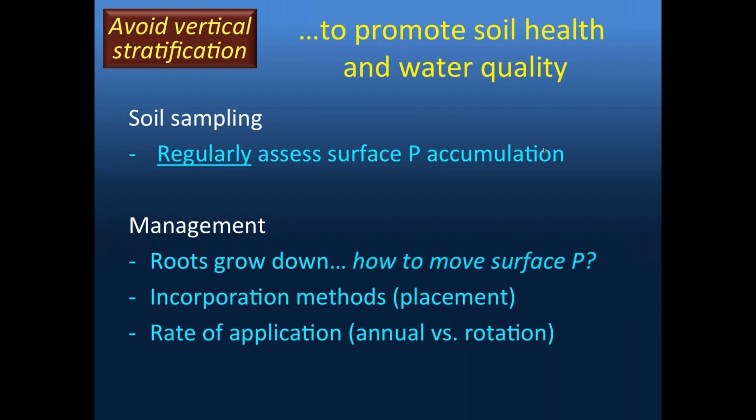But while they're doing it, get them to basically convince themselves that vertical stratification either exists or doesn't exist in the field by taking a shallow sample, and that'd be a 2-inch sample as opposed to their regular agronomic sample.